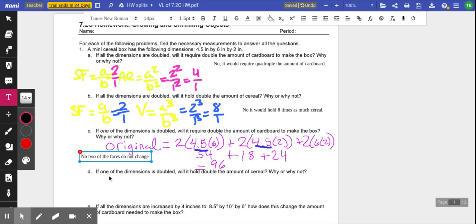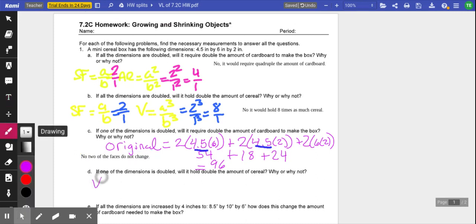Okay? If one of the dimensions is doubled, will it hold double the amount of cereal? Again, so if I look at the original, I look at the volume. Volume, I'm doing the 3 dimensions, the length, the area, the base, times the height. So I'm multiplying the 3 numbers. And my original volume, 4.5 times 6 times 2, I get 54.